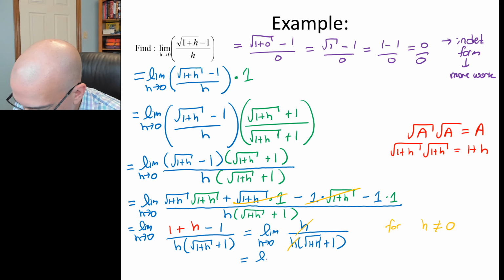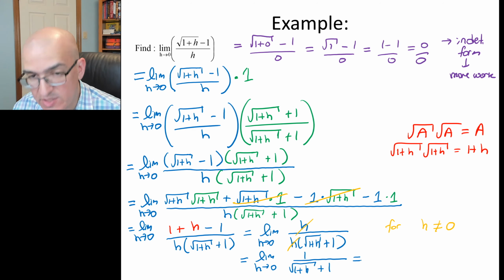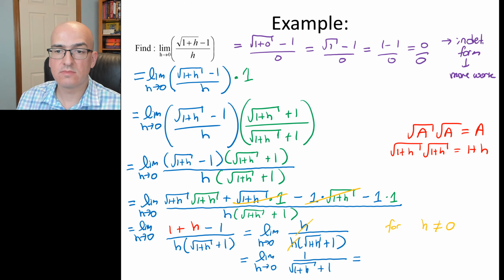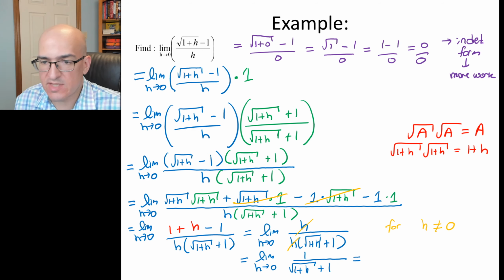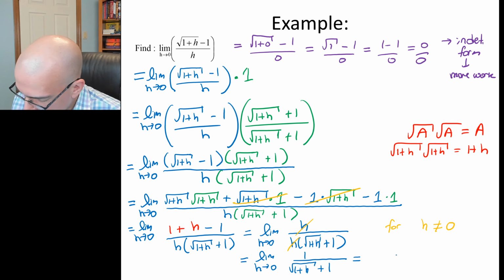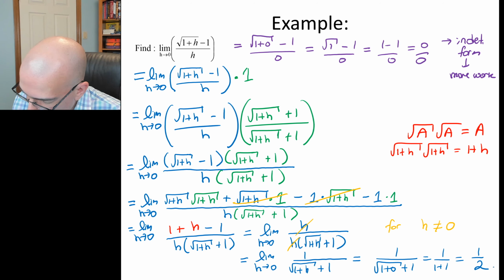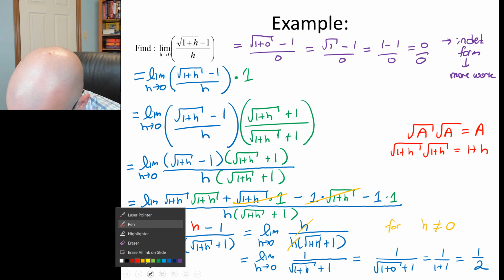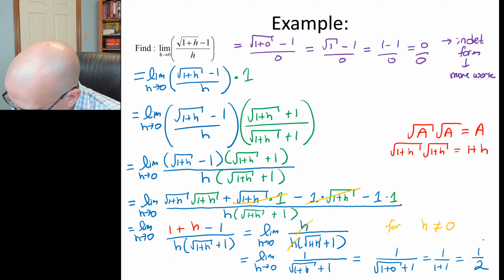Now we can take the limit as h approaches 0 of 1 over what's left, 1 over the square root of 1 plus h plus 1. Now we're just going to replace the h with almost 0. That's essentially the same thing as plugging in 0. So 1 divided by the square root of 1 plus 0 plus 1, which is 1 over 1 plus 1, which is 1/2. And that's the answer.